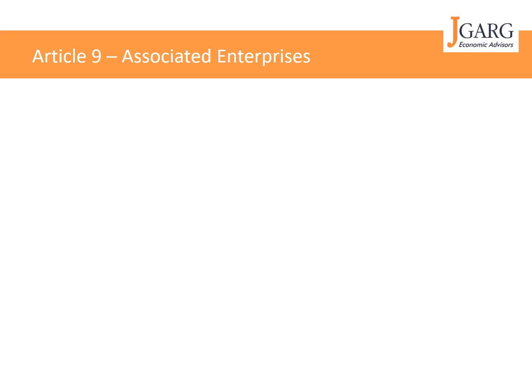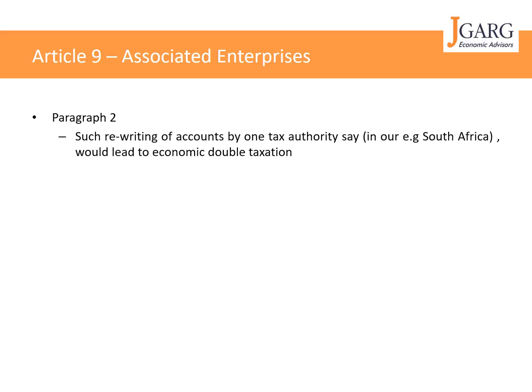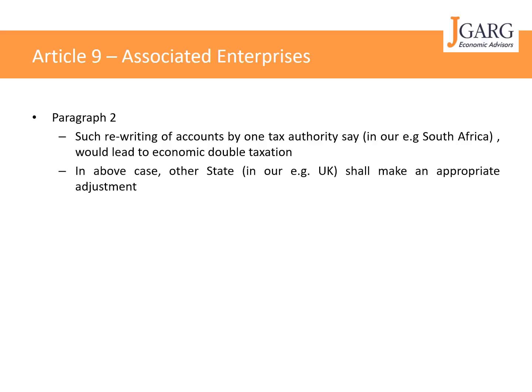If you found paragraph 2 to be a bit complex, here is a summary for you. Paragraph 2 talks about wherein there is a rewriting of accounts by one tax authority, say South Africa, it will lead to economic double taxation, and in such case the other state, that is UK, shall make an appropriate adjustment. Paragraph 1 talks about when there is a special relationship, and due to that special relationship, the transaction entered between associated enterprises is not at arm's length, then a tax authority can carry out transfer pricing adjustment or addition, which will certainly lead to economic double taxation. Paragraph 2 in such cases says that the other contracting state shall carry out appropriate adjustment.